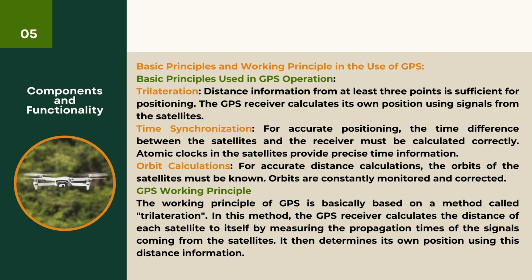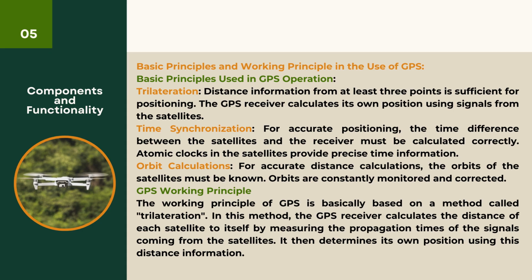Time synchronization. For accurate positioning, the time difference between the satellites and the receiver must be calculated correctly. Atomic clocks in the satellites provide precise time information. Orbit calculations. For accurate distance calculations, the orbits of the satellites must be known. Orbits are constantly monitored and corrected.